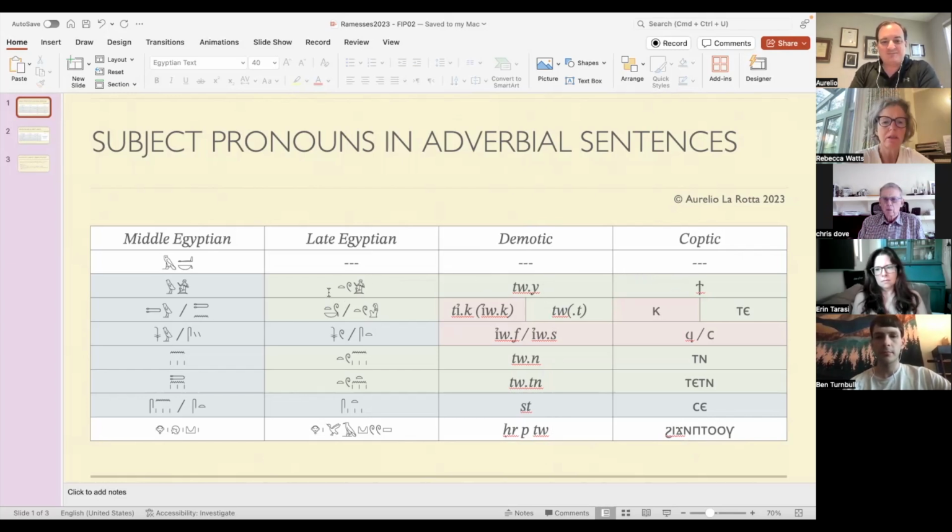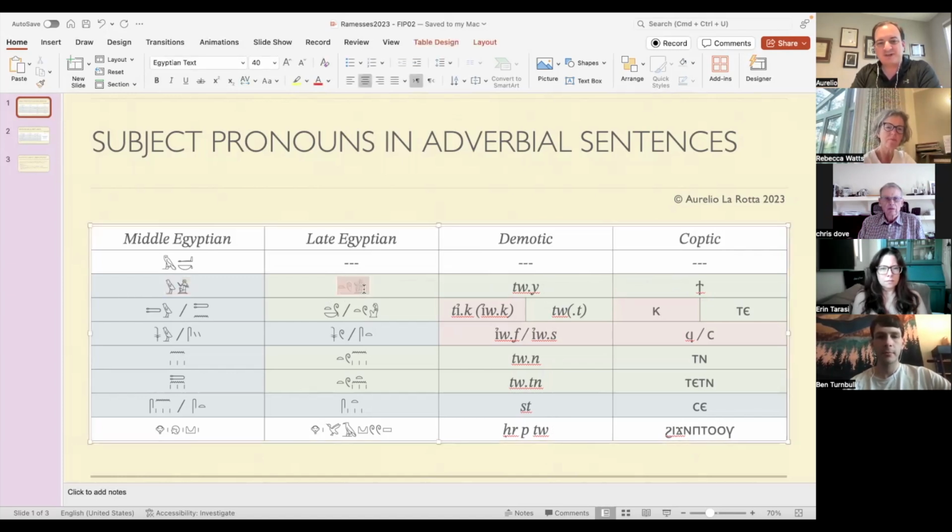In late Egyptian, a big change happens. The Middle Egyptian we gets replaced by tui, but that tui then carries through all the way into Coptic. So at least for the first person, you're using the same in late Egyptian, in Demotic, and in Coptic. And yes, the details may change a little bit. Actually, it's pretty much the same. It's the same sentence in late Egyptian, Demotic, and Coptic. So far, so good?